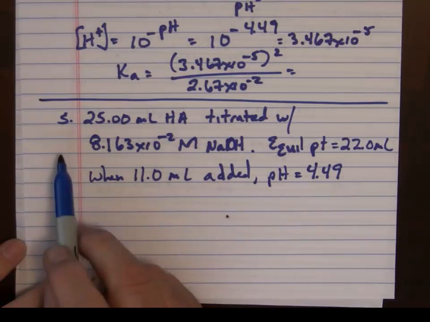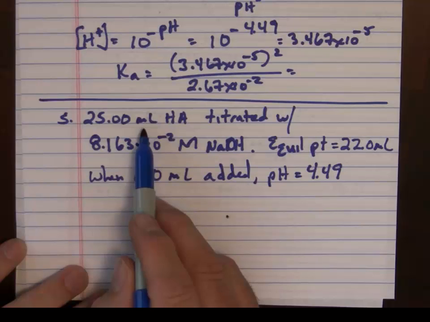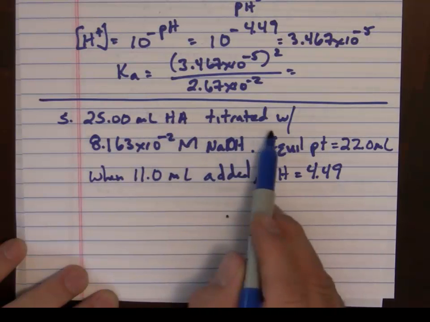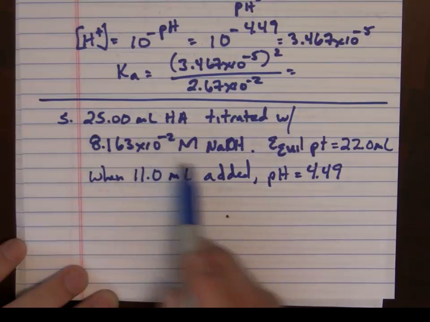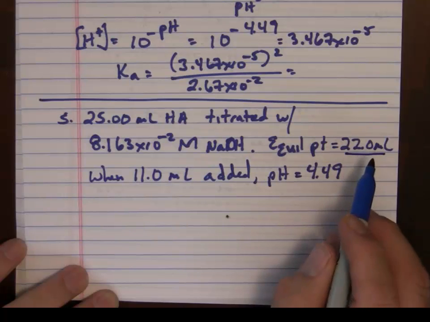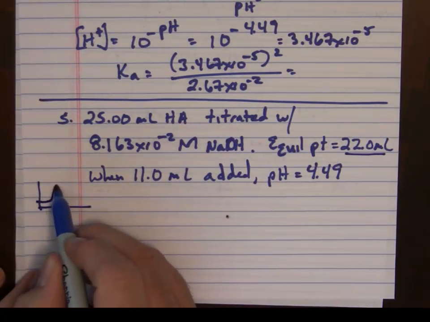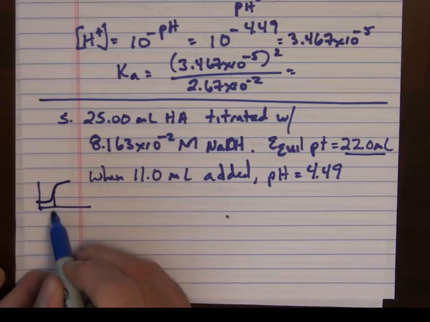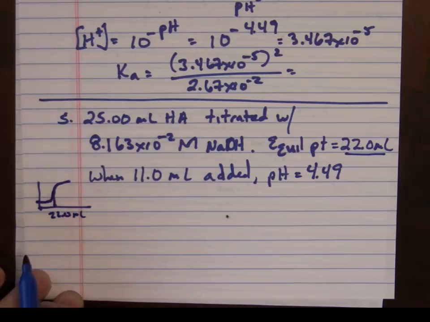And then what I've done is written down question 5. So question 5 is I have 25.00 milliliters of the weak acid, and it's titrated with a base, sodium hydroxide, with this molarity. I'm given the information that the equivalence point is at 22.0 milliliters. So if I had my graph, it would look like this. With that is my equivalence point, and that would be at 22.0 milliliters, right there at the center of that steep slope.